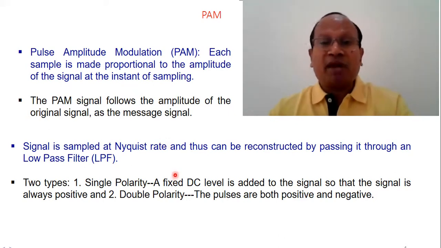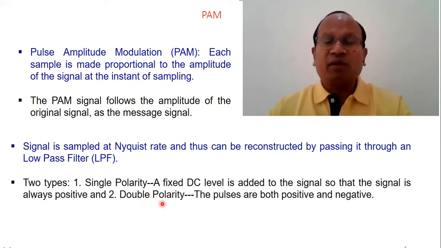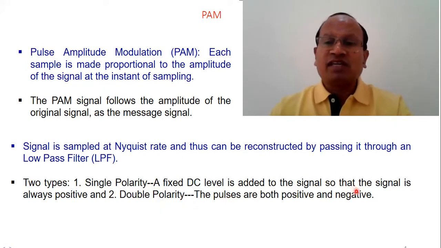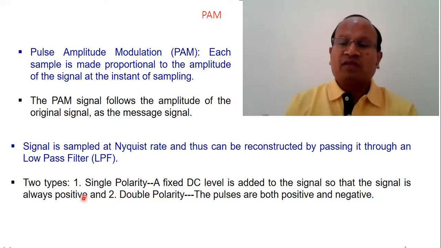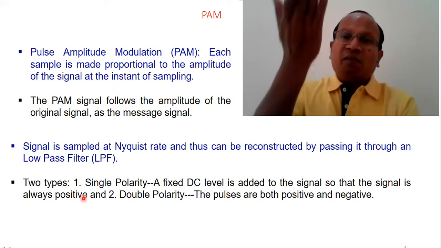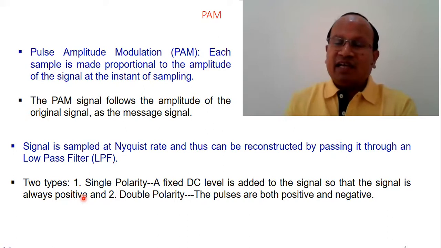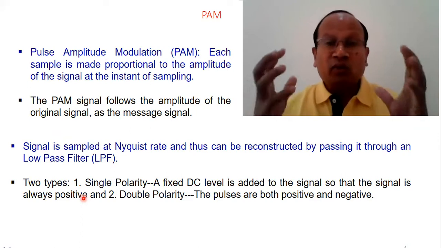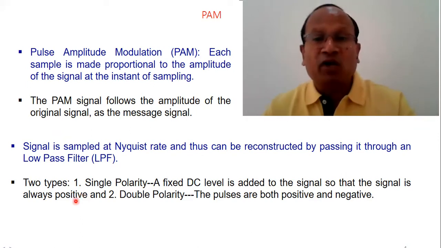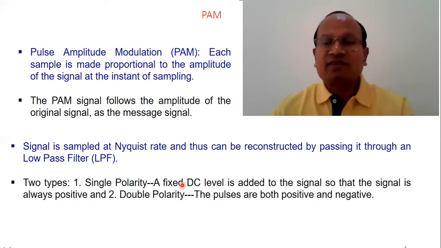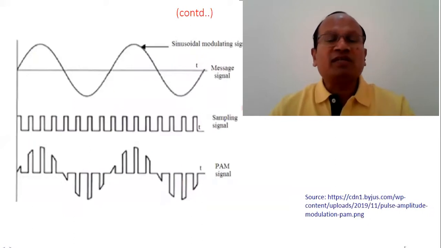So there are two types of PAM: single polarity and double polarity. This is based on the polarity of the pulses. In single polarity, a fixed DC level is added to the signal so that the signal is always positive. Whether the pulses are positive or negative, a fixed DC bias will be given so that all pulses will be elevated to the positive side. So they will all have one polarity, whereas in double polarity, the pulses will be both positive as well as negative.